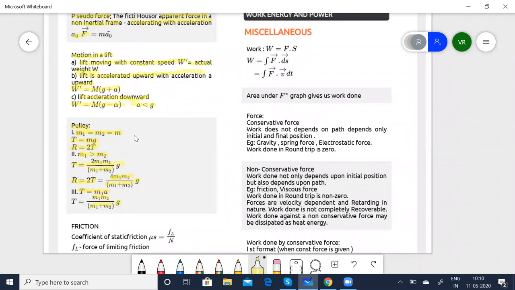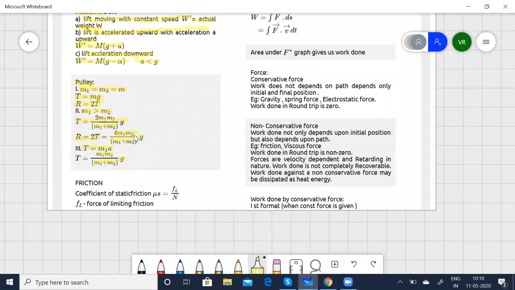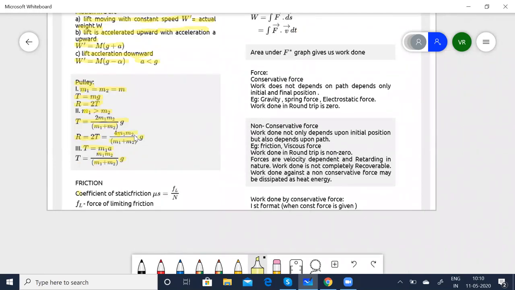What is friction? Friction is some resistance offered by the surface. Whenever the object is not moving on a surface, it often acquires frictional force. So here we are going to come across another concept called the coefficient of static friction, mu s, which is given by FL divided by N, where FL is called the limiting friction. Okay, FL is the limiting friction.